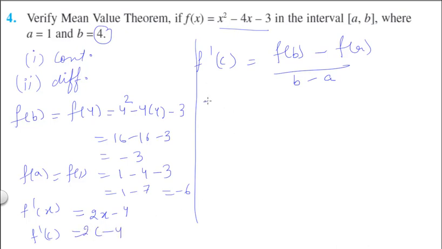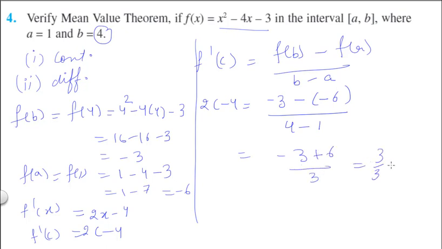Now we'll put all the values here. 2c minus 4 is equal to f of b, which is minus 3, minus f of a, which is minus 6, divided by 4 minus 1. So we get minus 3 plus 6 divided by 3. 3 divided by 3 is 1, so 2c minus 4 is 1. C is equal to 5 divided by 2, and it belongs to the interval 1, 4. Hence we have found c, where the differentiation of the function will be equal to f of b minus f of a upon b minus a.